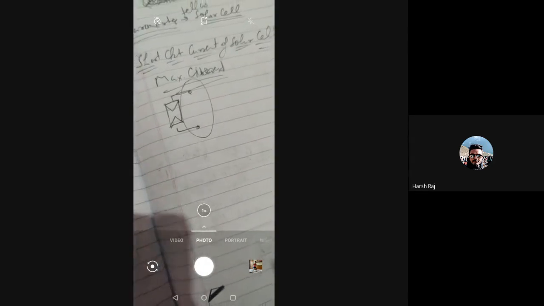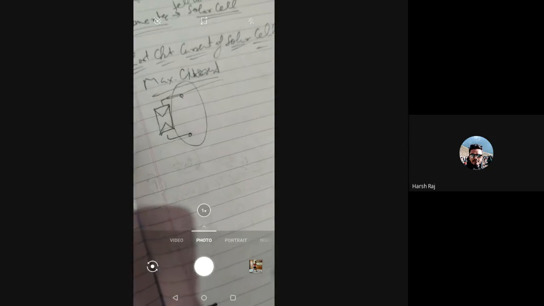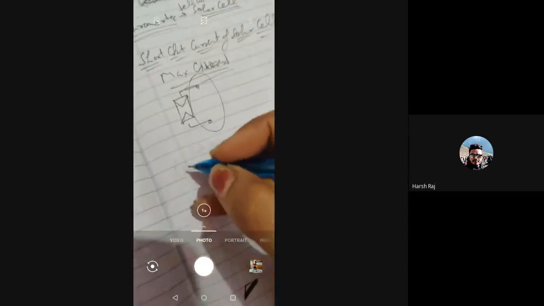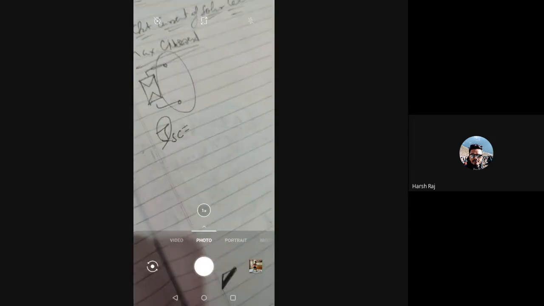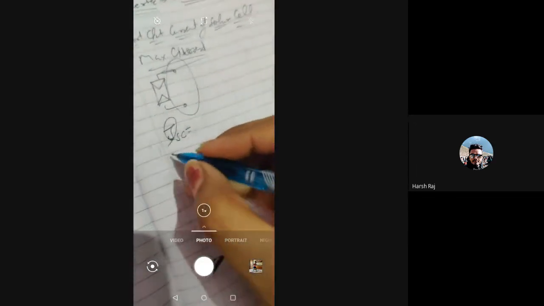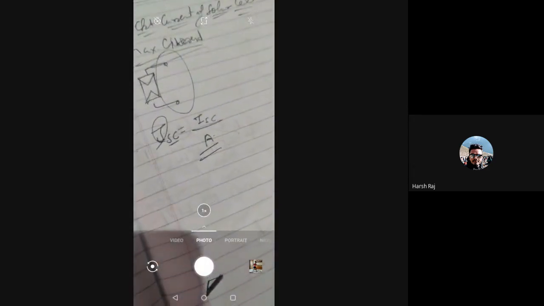That is why it is important to express the current density. You very well know how to define the current density: J represents the current density, given by the ratio of the current divided by the area. Here S represents short circuit, so the short circuit current density is given by ISC divided by A, where A is the surface area of the cell.